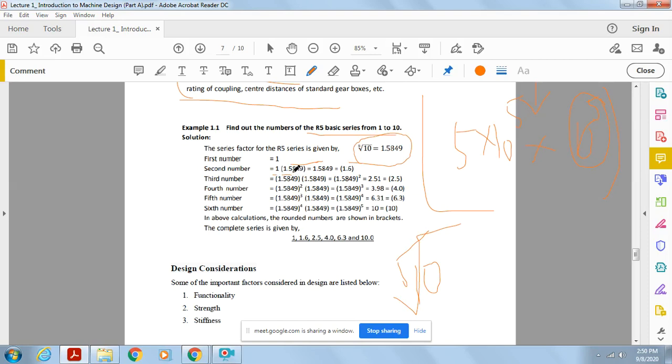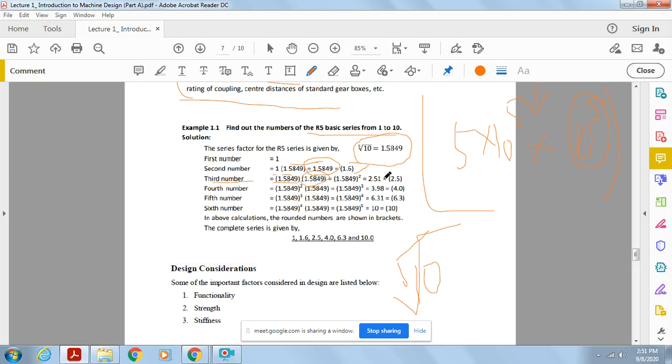10 to the power 1 by 5 is 1.5849, multiplied by 1. After rounding off, we get 1.6. So the next size will be 1.6. The third size will be the second size into the stepping ratio, that is 10 to the power 1 by 5. So the third number is 1.5849, that is the first number into the stepping ratio.